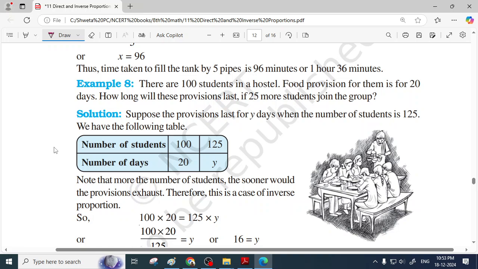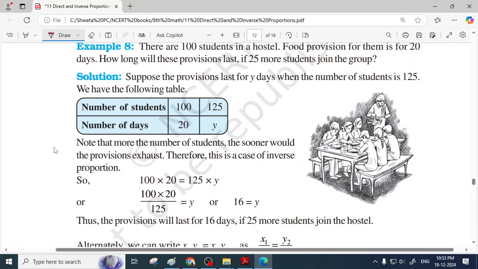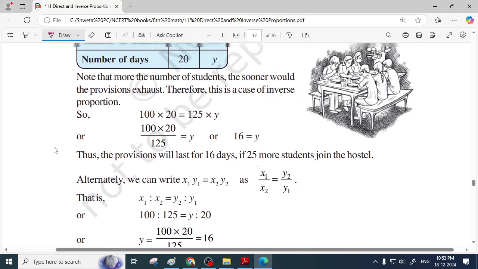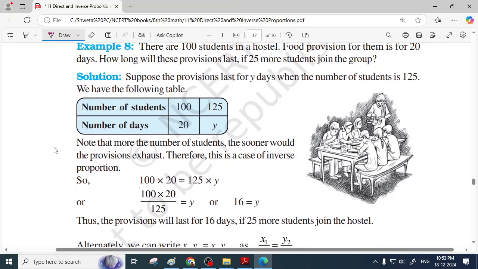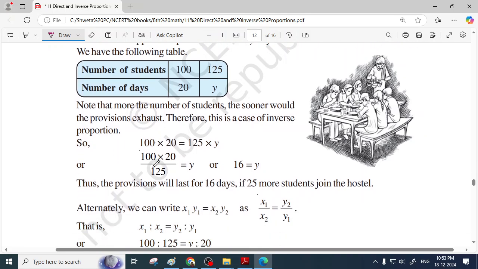As the number of students increases, the days for which the provision will last will decrease. Note that the more the number of students, the sooner will the provision exhaust. Therefore, this is the case of inverse variation. So, product is constant, that is 100 into 20, which is exactly the same as 125 into y. So, by solving this, we can get the value of y.